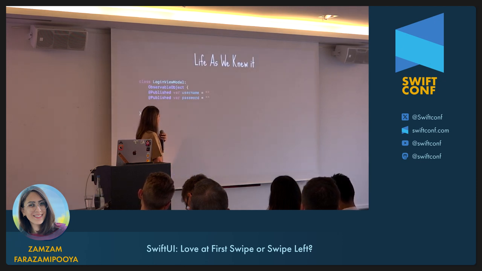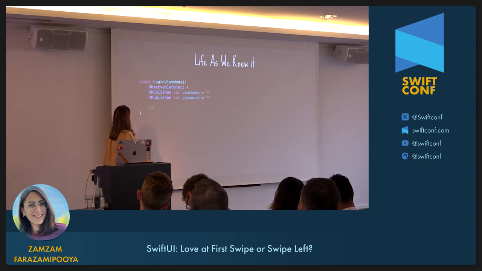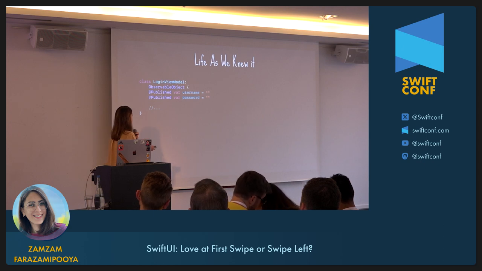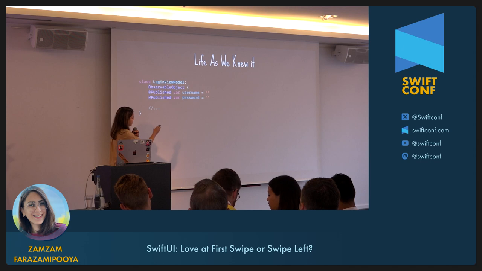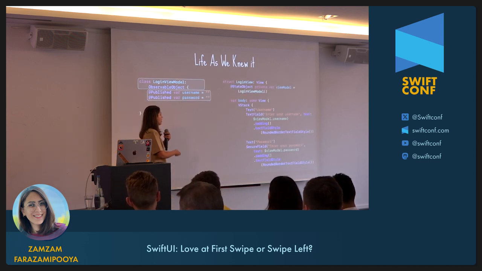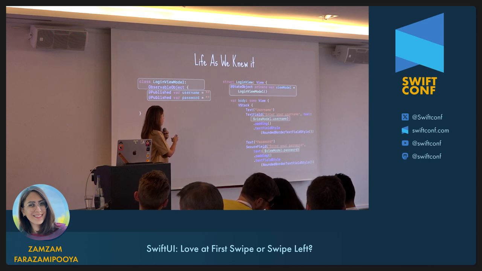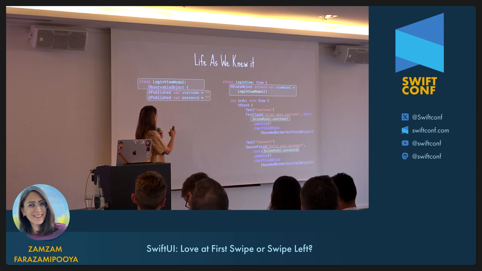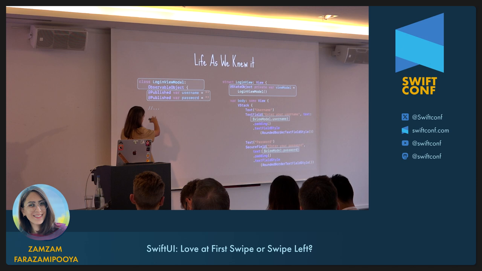And let's talk about this part. So life as we know it right now is that you have a view model, you can call it whatever, and it's of type observable object. And then you have a published property that you can pass along to your SwiftUI view. So here I have a state object of that type, and then every time these properties change, you get the change there and vice versa.